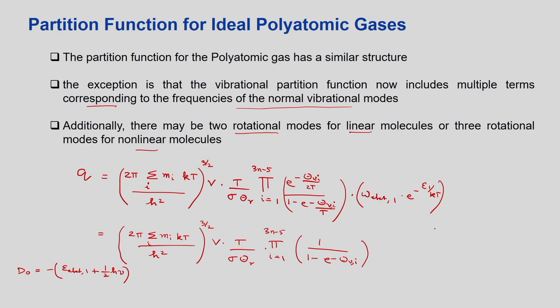So, this means I can write this term in this manner, e to the power of minus D naught by kT. D naught is this expression which I have taught. So, this is another simpler way of writing it. If you do not know the electronic ground state, you can write them down and combine them to form the dissociation energy. So, this is about the overall partition function.